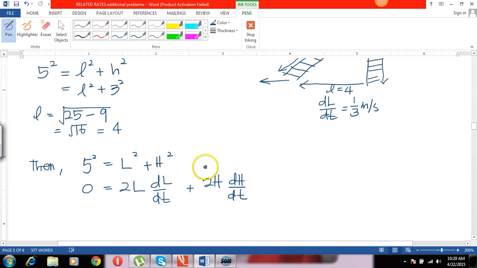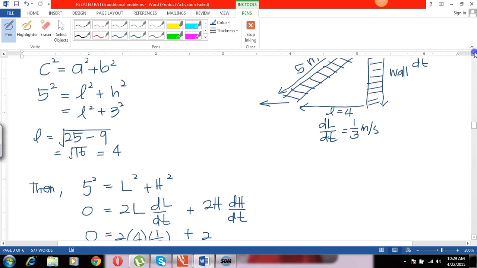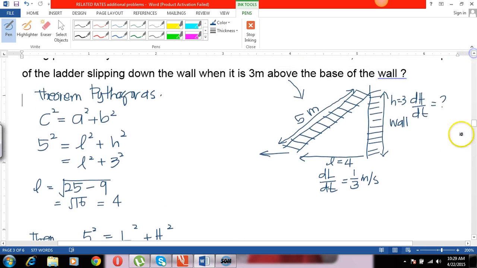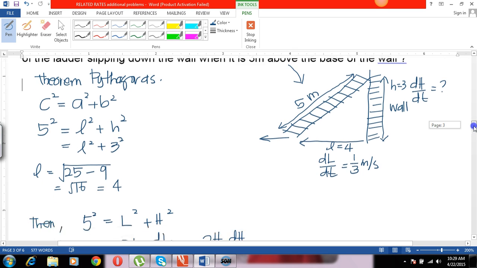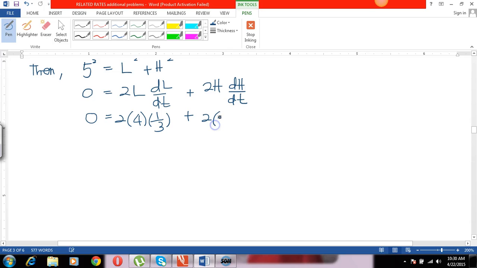Alright, so now we have to substitute all the information given from the problem. So 0 equals 2L, where L is given as 4, and dL over dt is 1 over 3, plus 2 times H, where our H should be 3 meters. Then we have to find dH over dt.